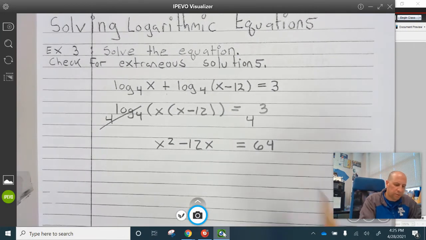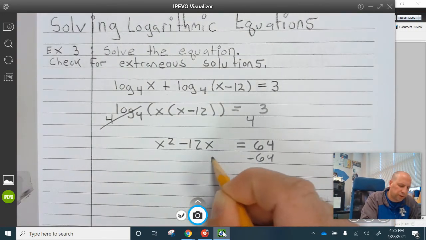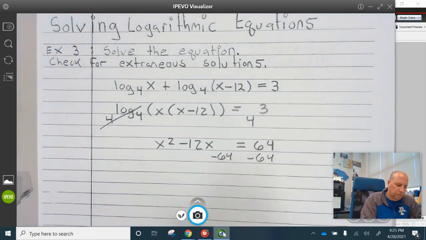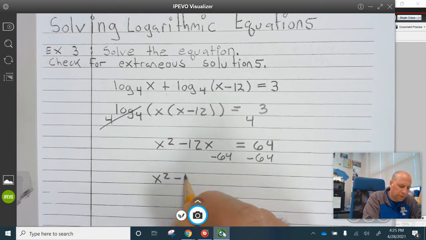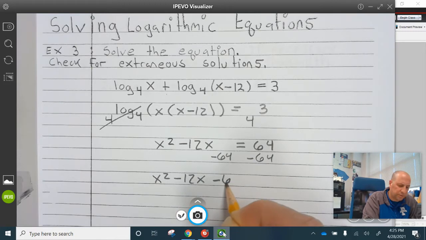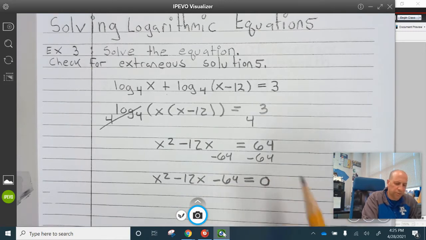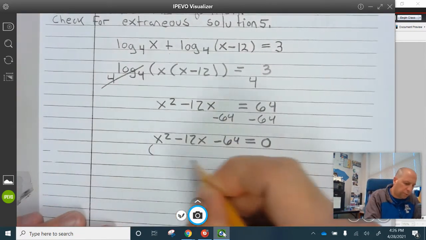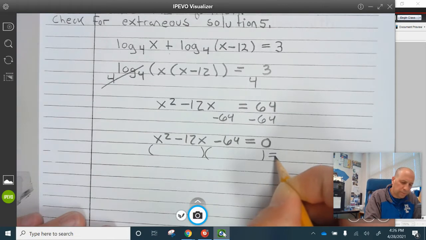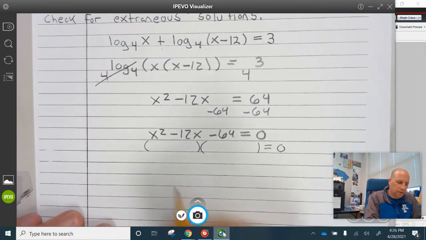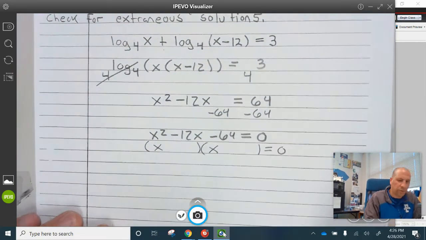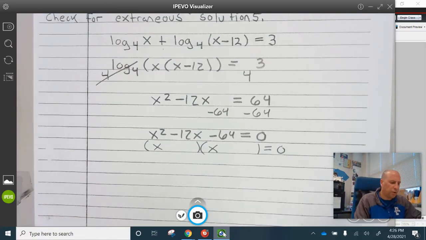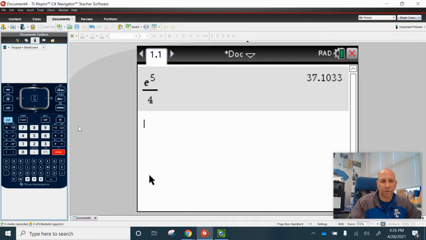Okay, so we subtract 64 from both sides. So then you have x squared minus 12x minus 64 equals 0. All right, now we're going to factor, so 2 parentheses equals 0. X and x makes x squared. Now we ask ourselves, what do you multiply to give you negative 64 and combine to be negative 12? And we can use our calculator to find those fast.